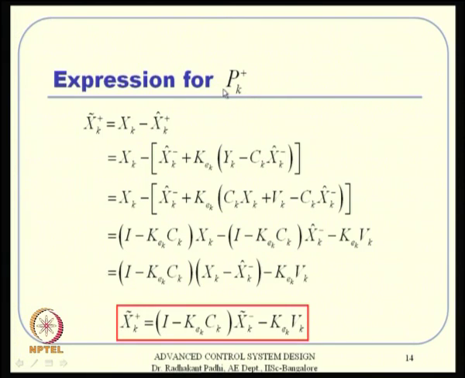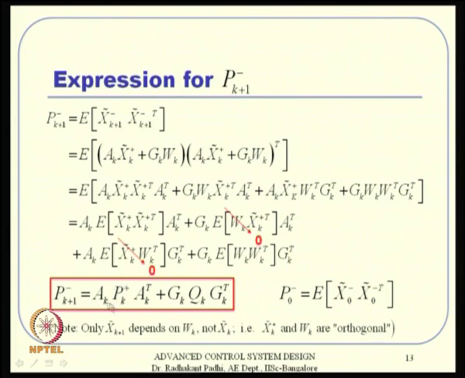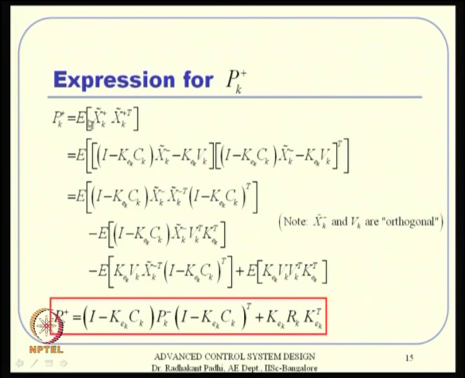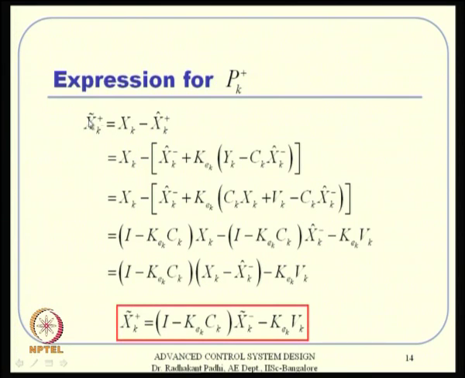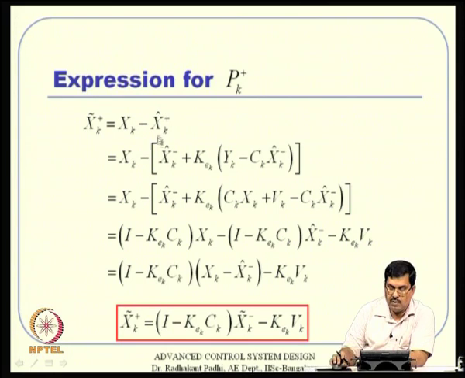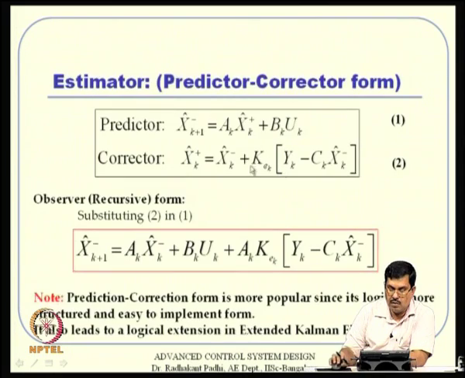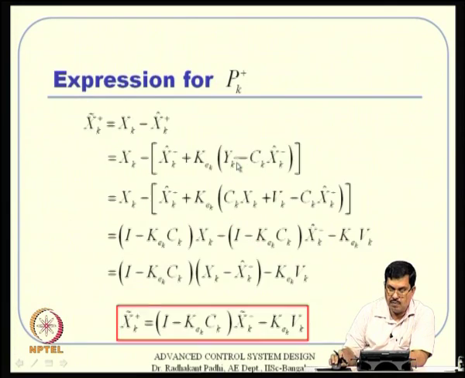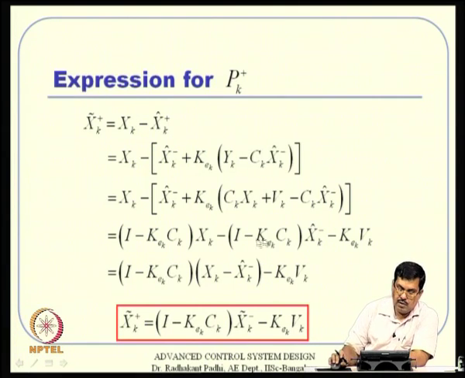What about the other one, P_k plus? Remember P_k plus is required here, so we need that. P_k plus by definition is the expected value of x tilde k plus times x tilde k plus transpose. So we need to have x tilde k plus first. This one is given like this by definition, and x tilde k plus is given by this. This is the predictor-corrector form. So if you put this expression there and try to simplify, I can probably simplify it that way.